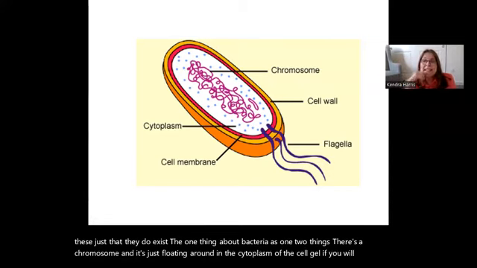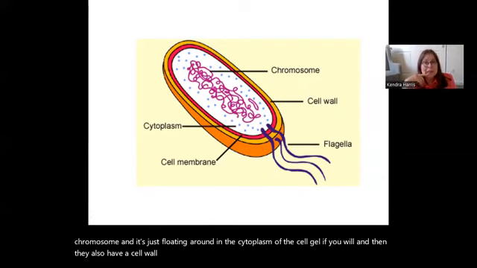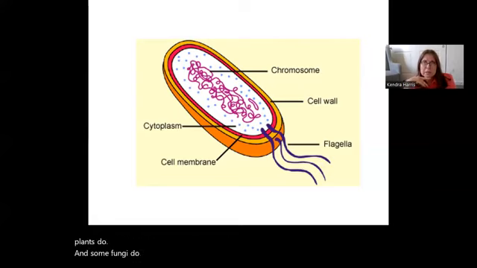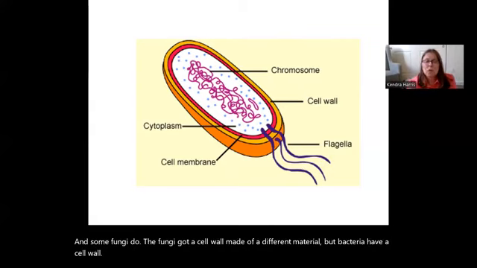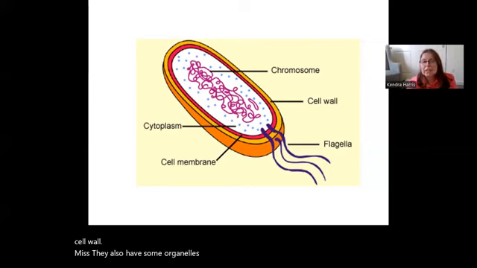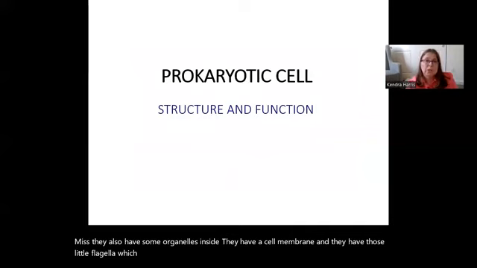And then they also have a cell wall. That's important because animals do not have a cell wall. Some plants do, and some fungi do. The fungi's got a cell wall made of a different material, but bacteria have a cell wall. They also have some organelles inside. They have a cell membrane and they have those little flagella, which we'll talk about in a little more detail.